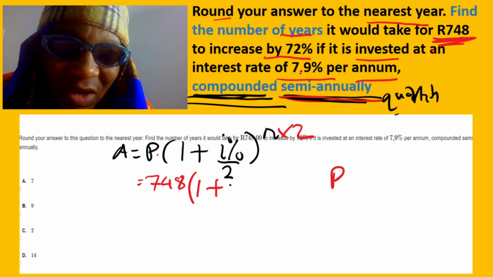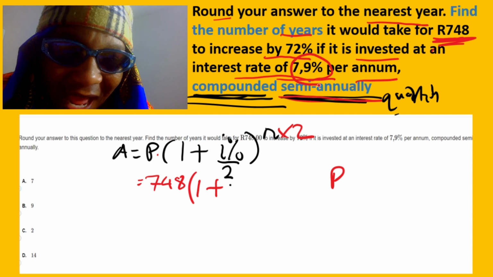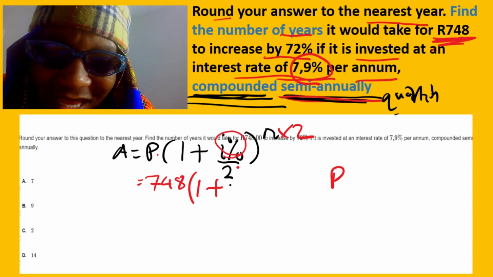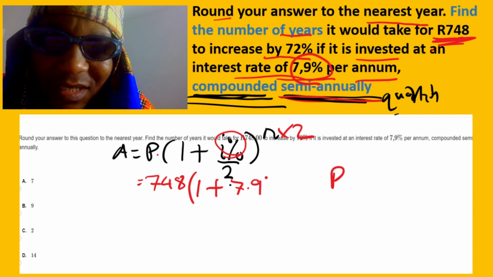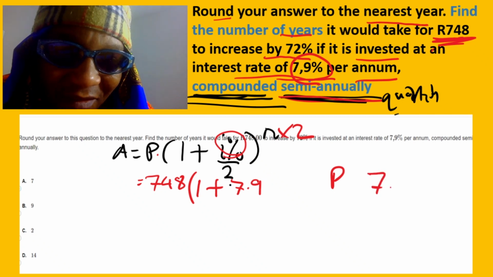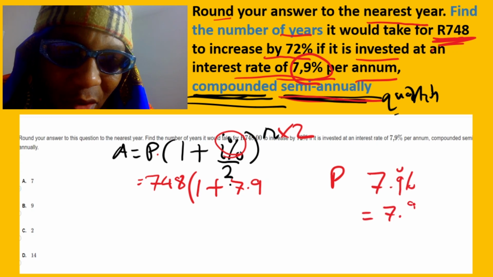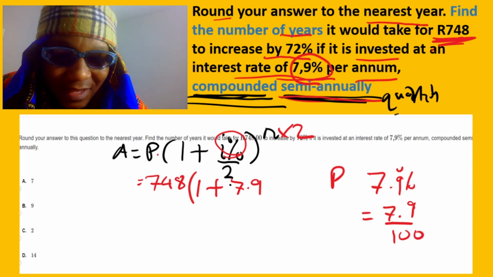Now, what is our interest rate? Look, they say an interest rate of 7.9%. So instead of writing I, I'm going to write 7.9%. You can simply say percent, or if somebody says 7.9%, this means 7.9 over 100. You see what I'm saying? So you can say that.